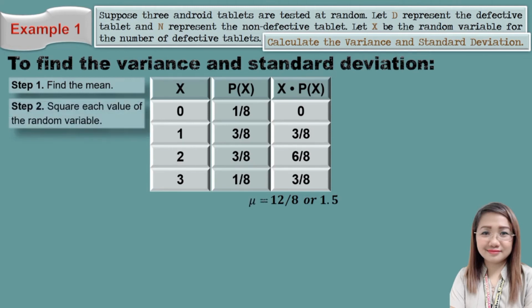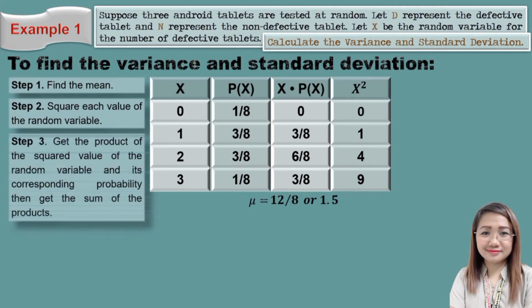Next step is to square each value of the random variable. Again, the random variables are 0, 1, 2, and 3. Then the square of 0 is 0, the square of 1 is 1, the square of 2 is 4, the square of 3 is 9. Next step is to get the product of the squared value of the random variable and its corresponding probability. Then, get the sum of the products.